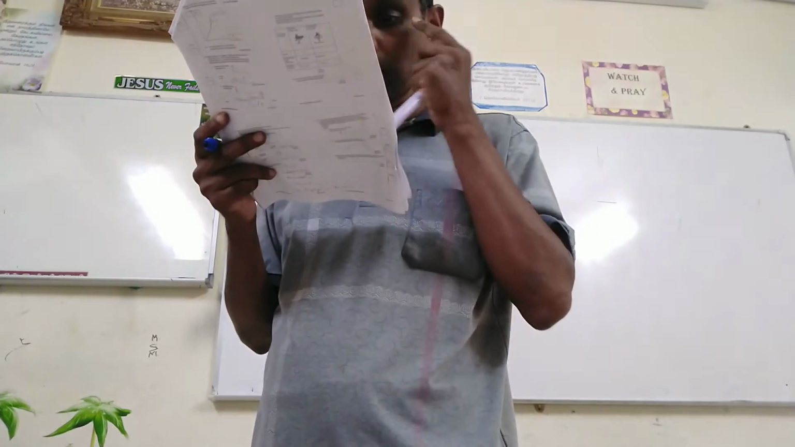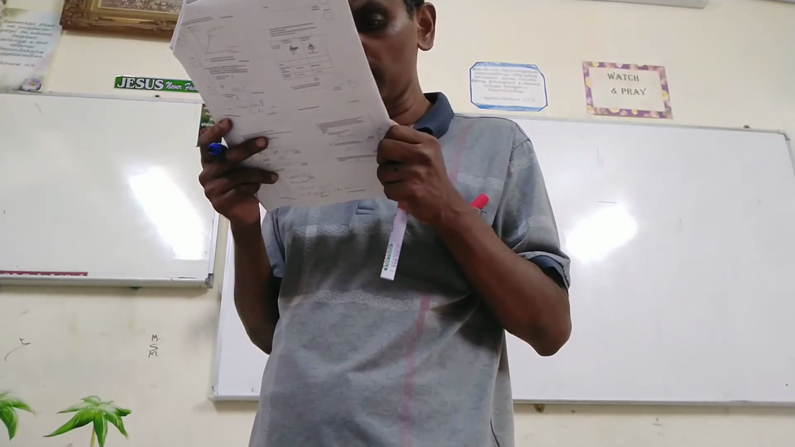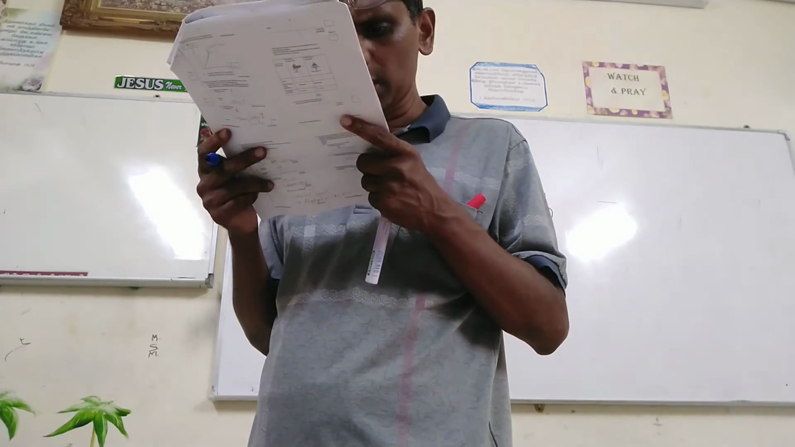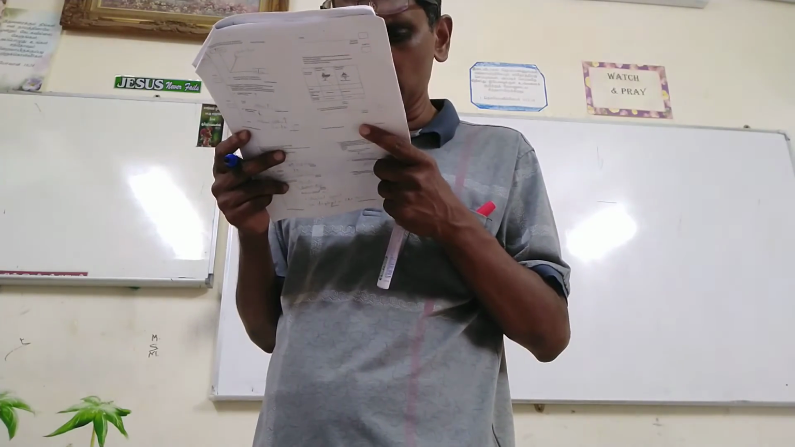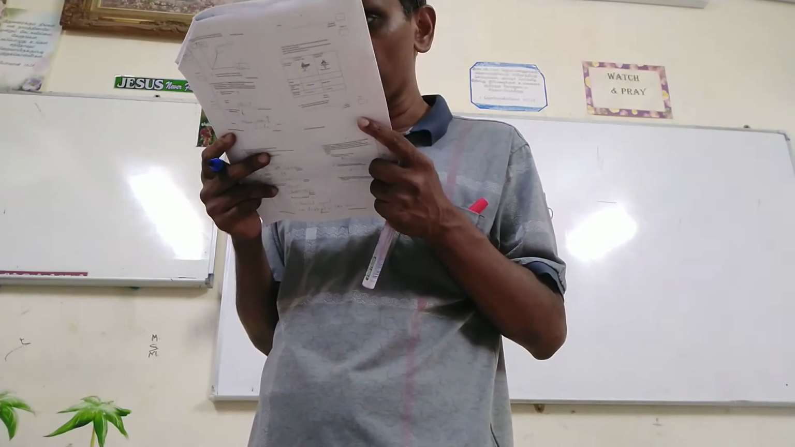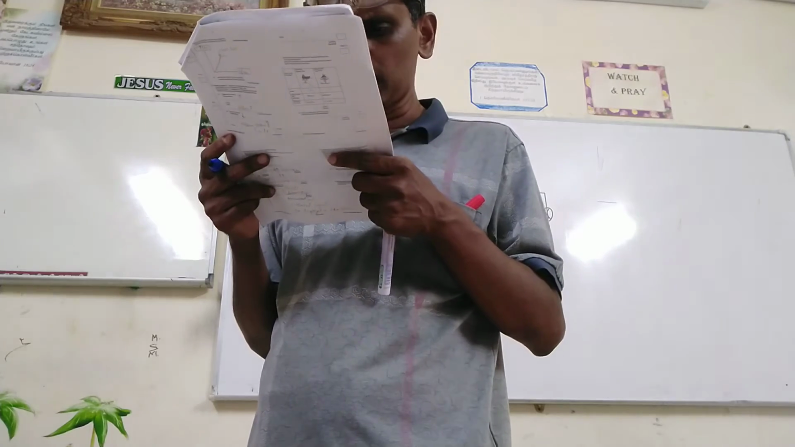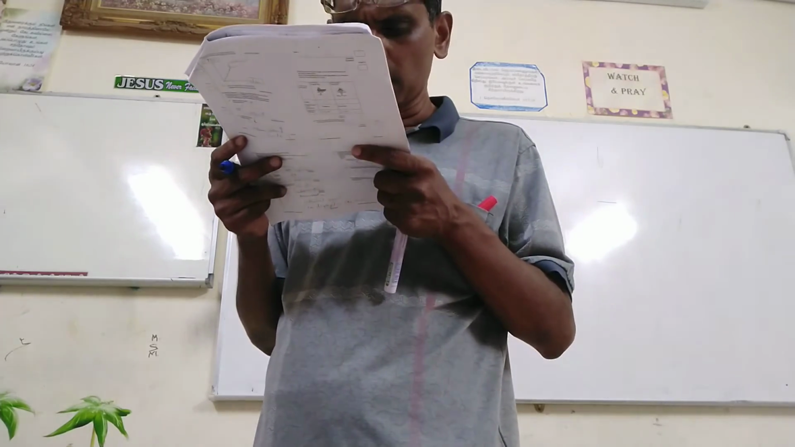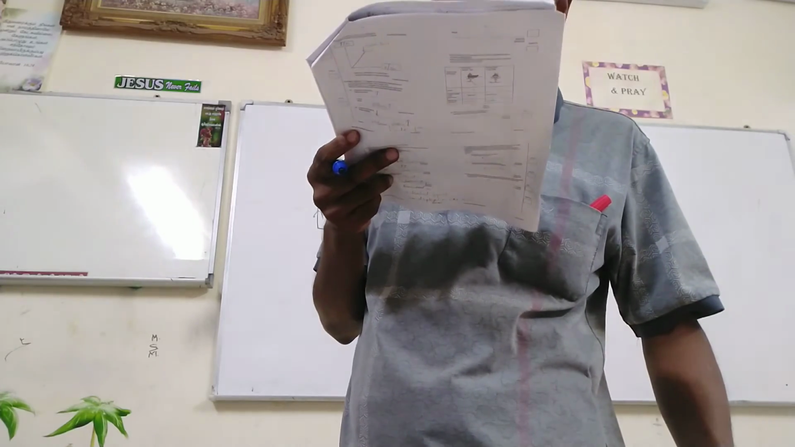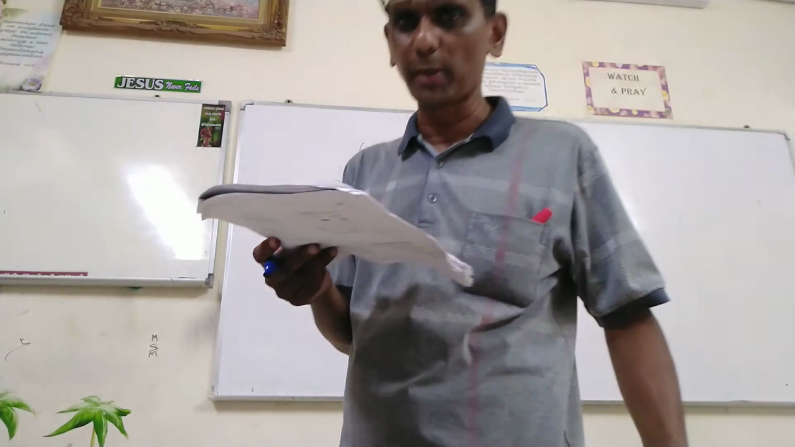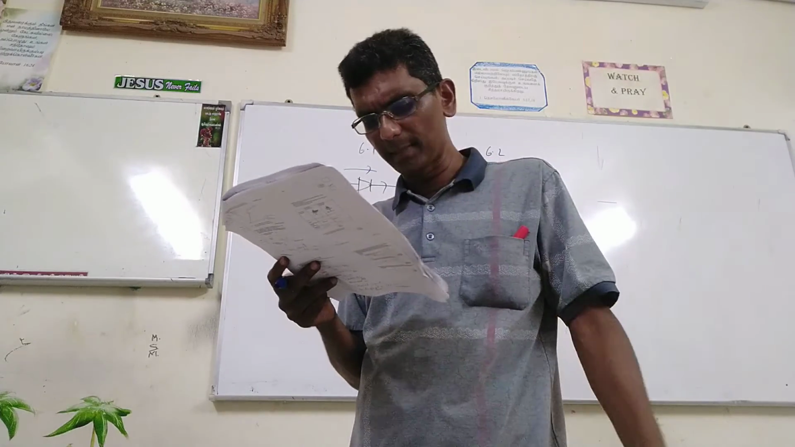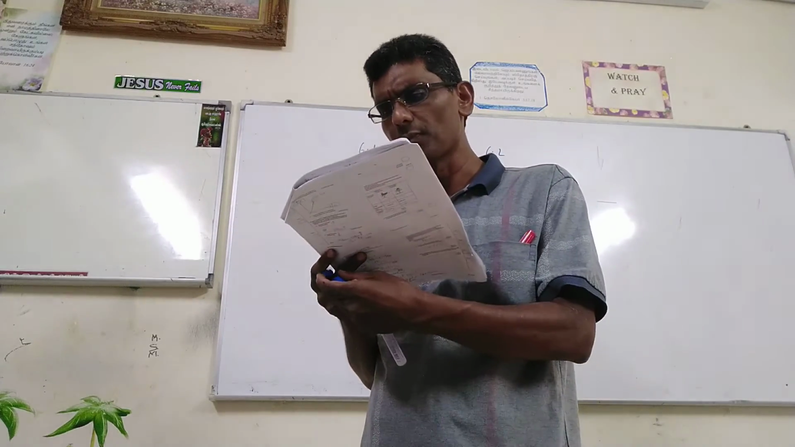Question number 3. Compare the way the diode is connected to the terminal of the battery. In 6.1, the diode is connected in forward bias. In 6.2, the diode is connected in reverse bias.